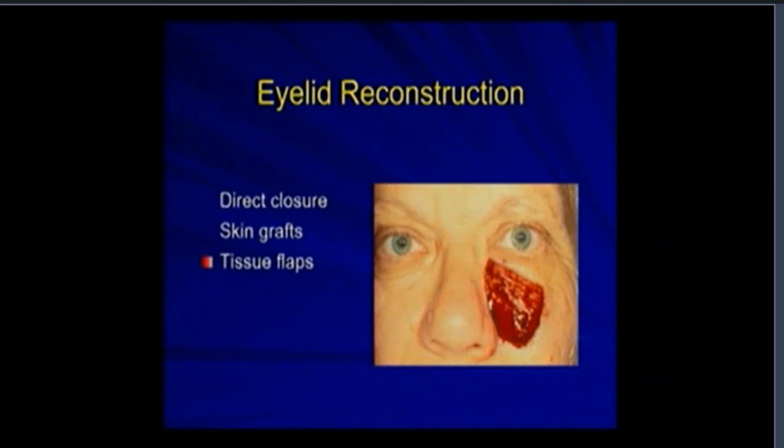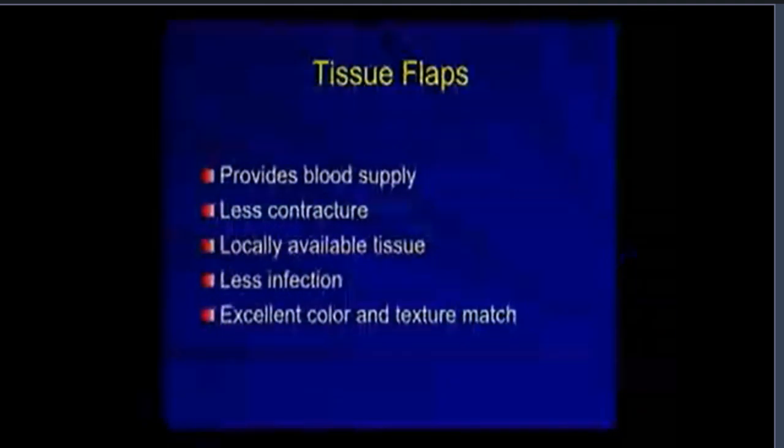This patient has a big defect, and here we need to do flaps whenever possible, as we talked about before. The flap is better than a graft because the flap has its own blood supply, so the survival, the texture of the skin, and the shape itself will be way better. So whenever you have a choice between graft or flap, always take the flap. Flaps provide blood supply, less contracture, locally available tissue is the best match for the defect, less chance of infection, and excellent color and texture match.